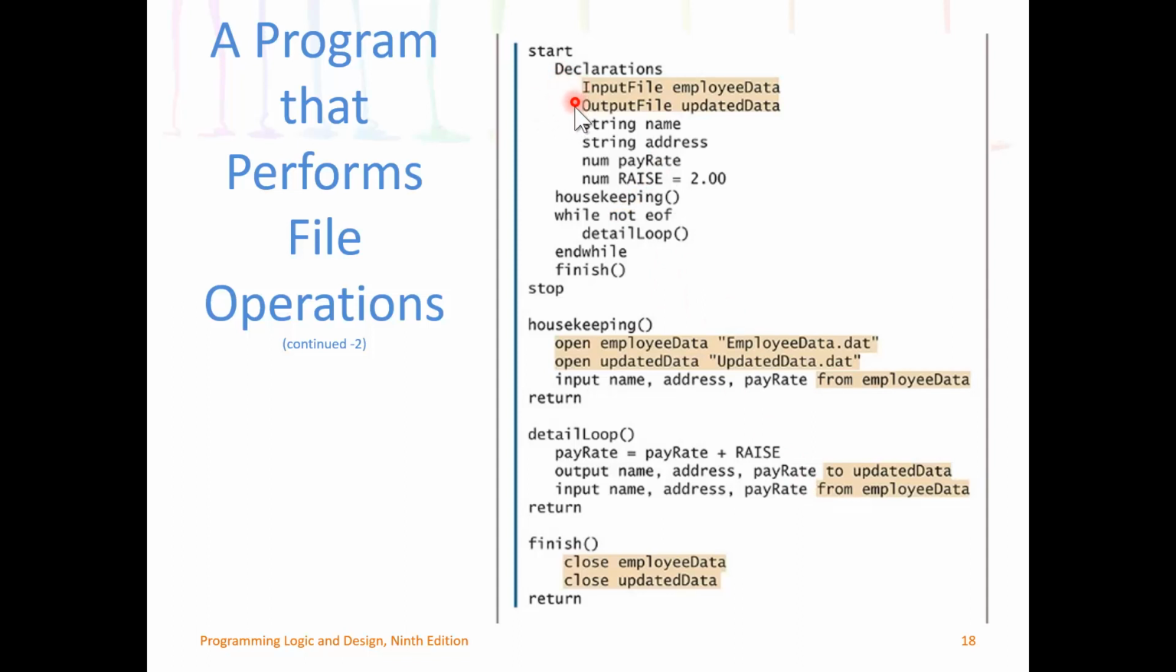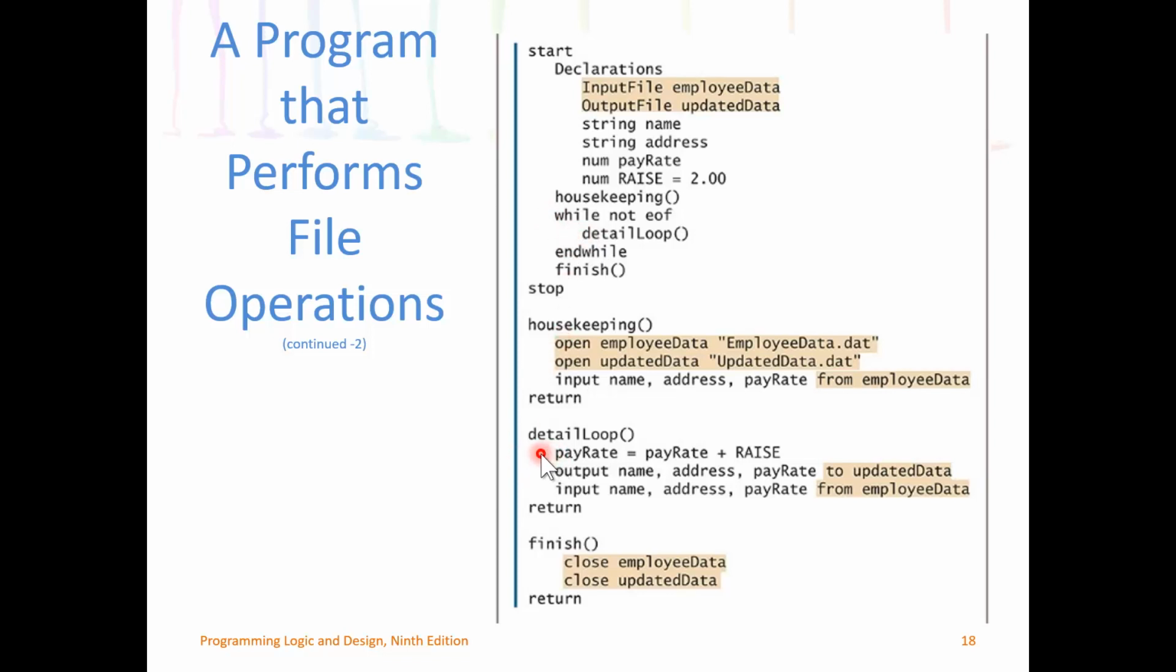So we've declared our input file and output file. In housekeeping, what are we going to do? We're going to open our two files, and we're going to input the first record. So while not end of file, detail loop. Now what does detail loop do?